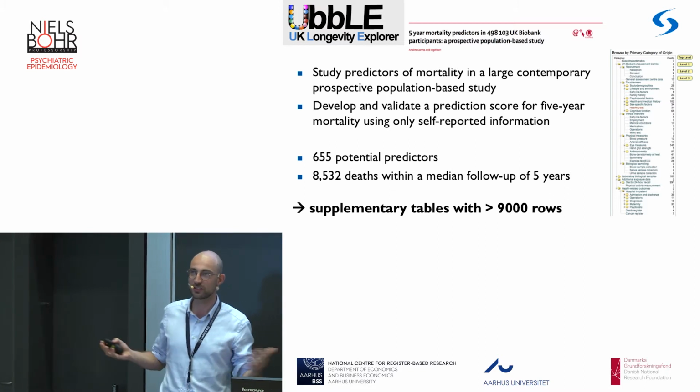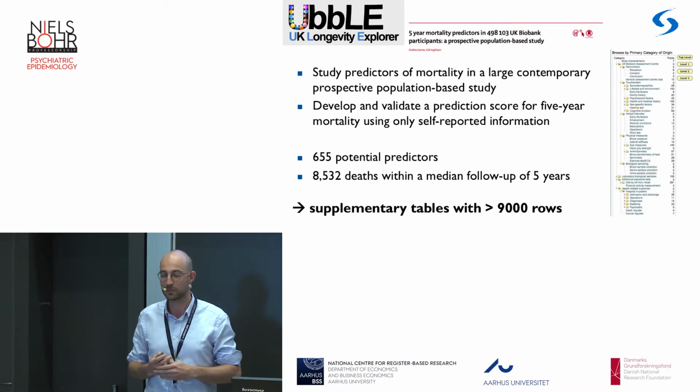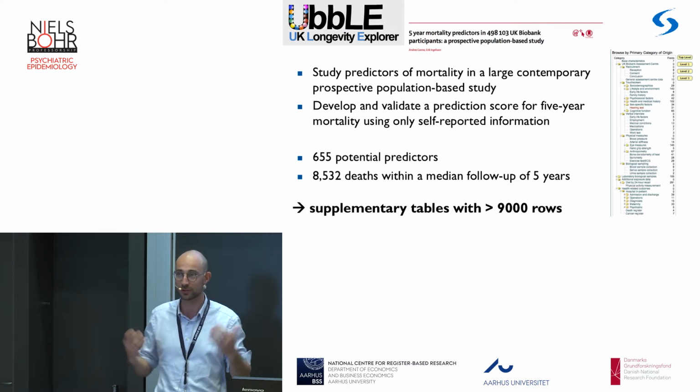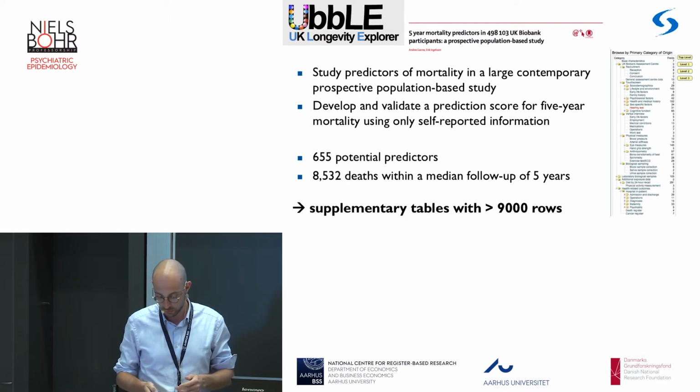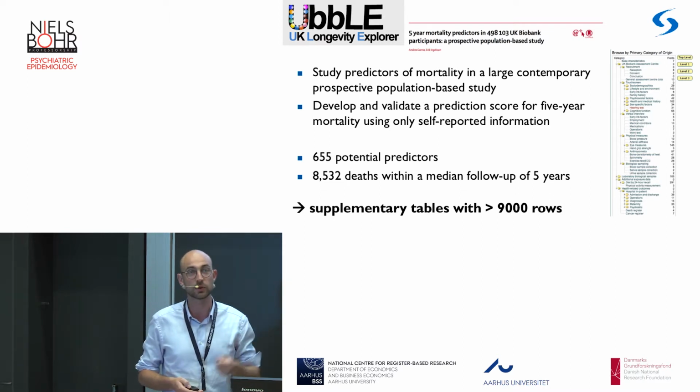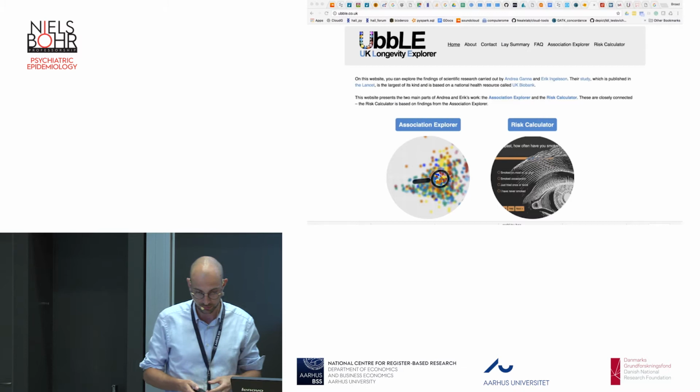For those in genetics, this is kind of normal, but in epidemiology, you tend to produce much less data because normally you answer one research question rather than many research questions at the same time. So we wanted to come up with a website that will allow us to explore the data, but also to do some more fun stuff, like a calculator for 5-year mortality, for example.